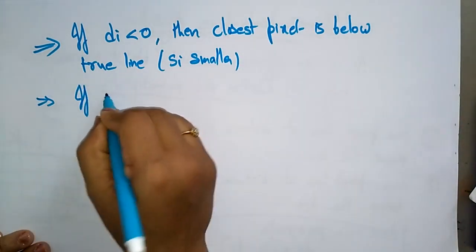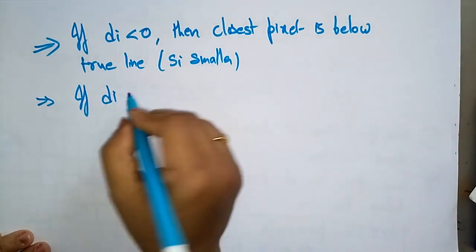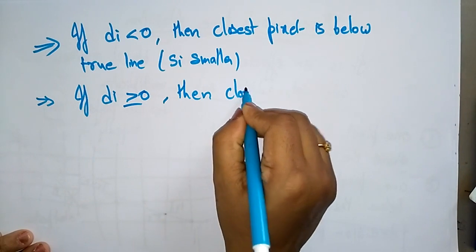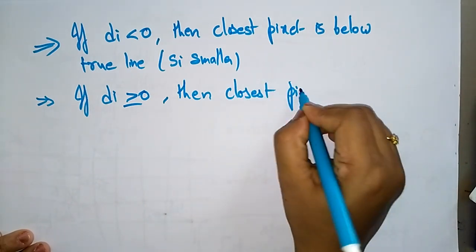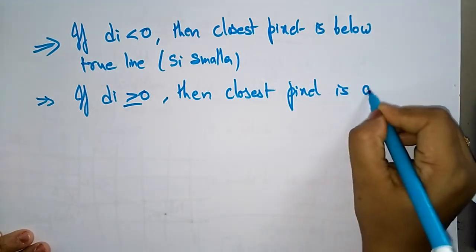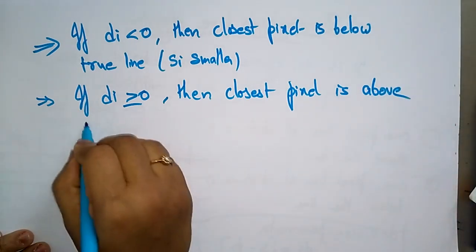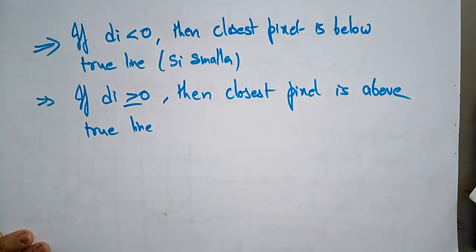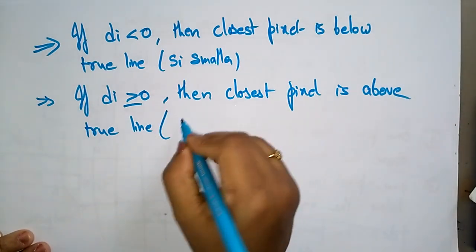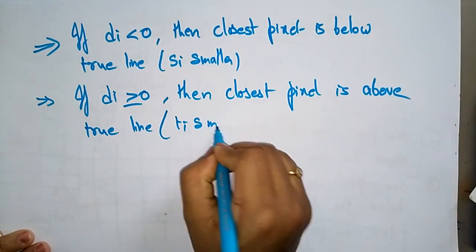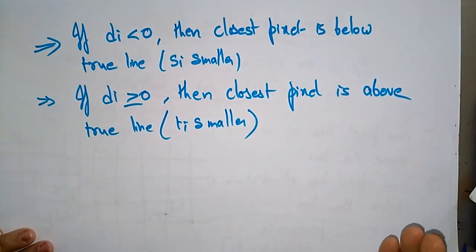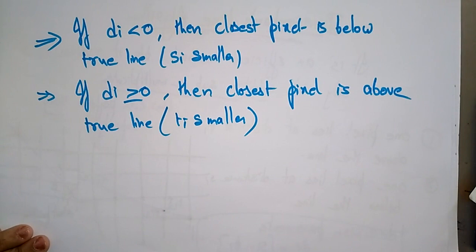Suppose the decision parameter di is greater than or equal to 0. Then the closest pixel is above the true line, so you have to take ti, because ti is smaller. So based on the decision parameter you can take si or ti.